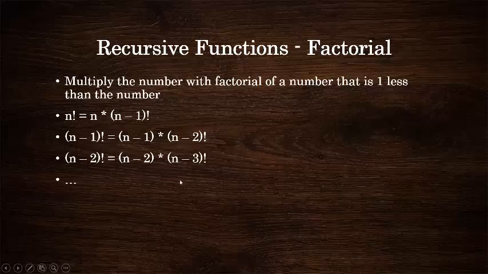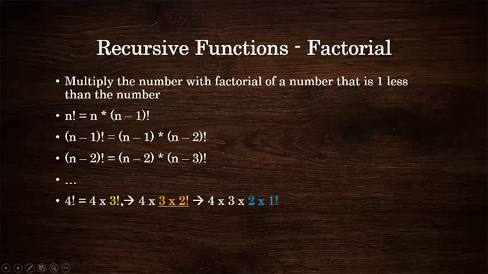Let's say, for example, I want to calculate the factorial value of 4. First I have to calculate 4 into 4 minus 1 factorial, that is 3 factorial. To obtain 3 factorial, I have to calculate 3 into 2 factorial. And to calculate 2 factorial, I have to work out 2 into 1 factorial. Once this expansion has been properly solved, first 1 factorial will be solved, and that will return a value of 1.